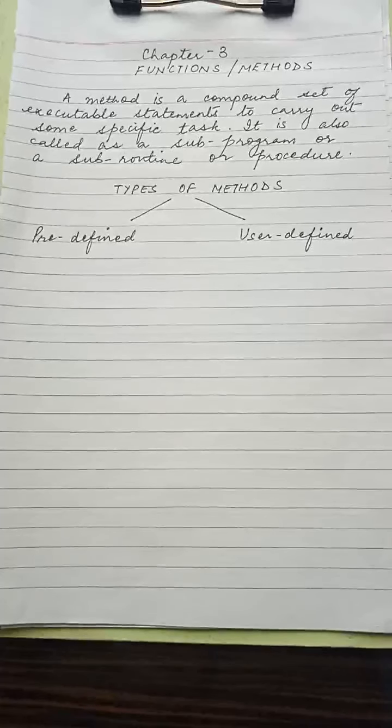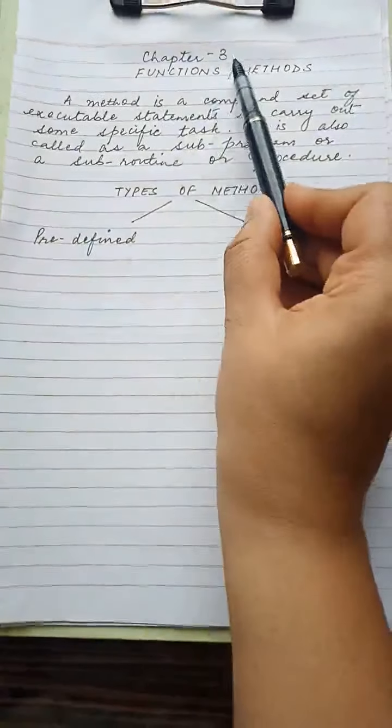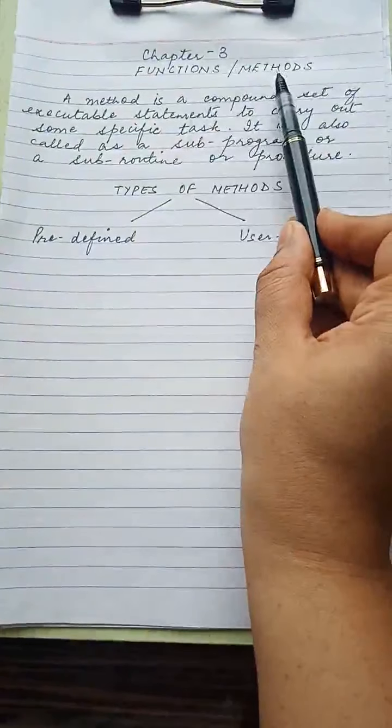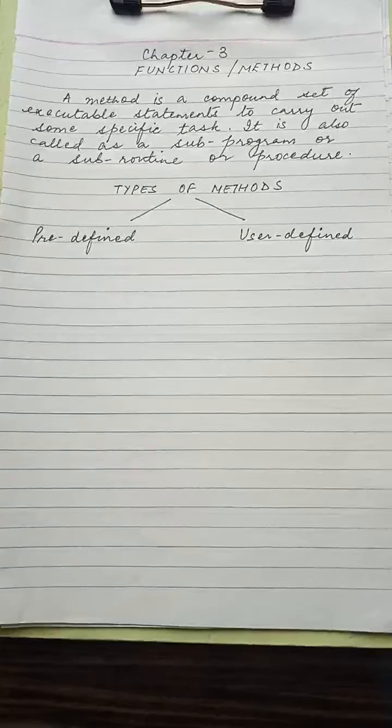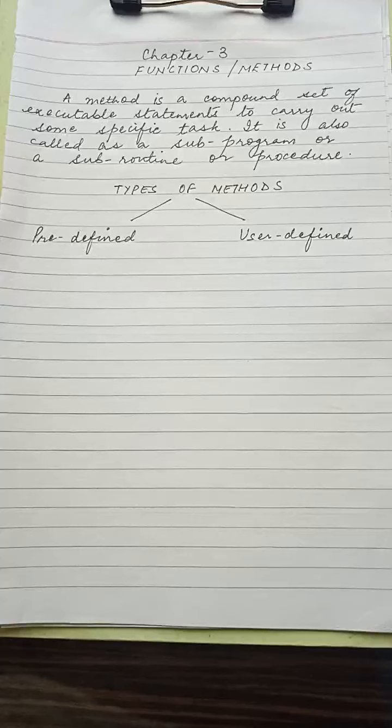Good morning class. Today we will be starting with chapter 3, functions and methods. First comes the definition. A method is a compound set of executable statements to carry out some specific task. It is also called a subprogram, a subroutine or a procedure. So these are various names of a function. Basically, a function is a part of a program which is used to perform a specific task.